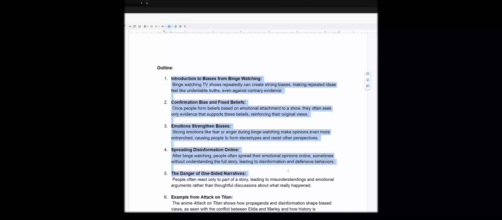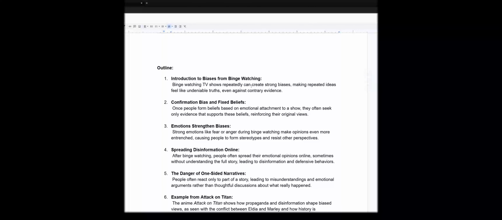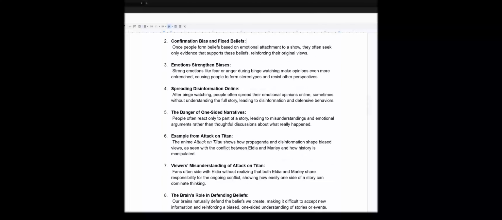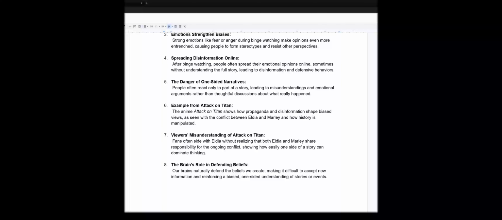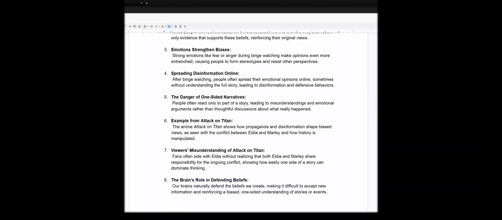And we've got our stuff up here, which is basically our lit review, where we're talking about confirmation bias, how emotion produces bias, and how bias causes us to spread disinformation online. Then we've got the example of Attack on Titan and how viewers misunderstand things because they're giving preference to how they felt watching Attack on Titan from the beginning. Again, I think it's a great show, by the way, but yes. And then our brains naturally defend the beliefs that we make.